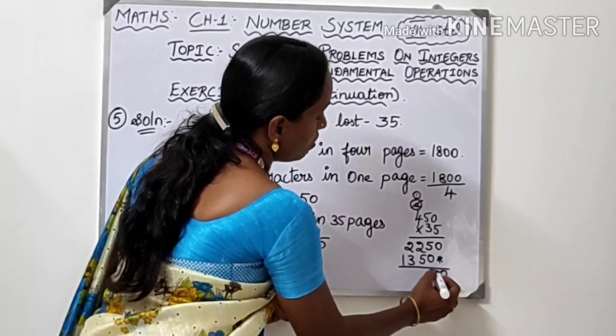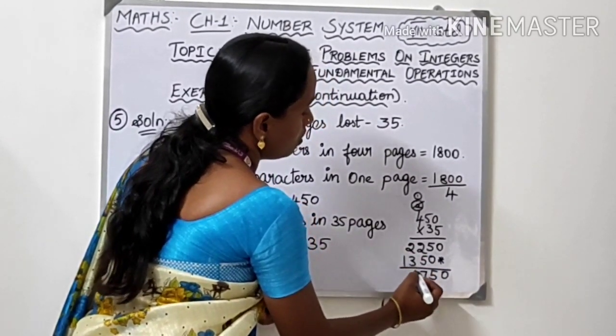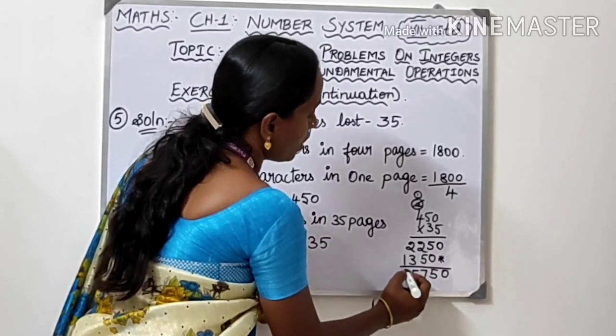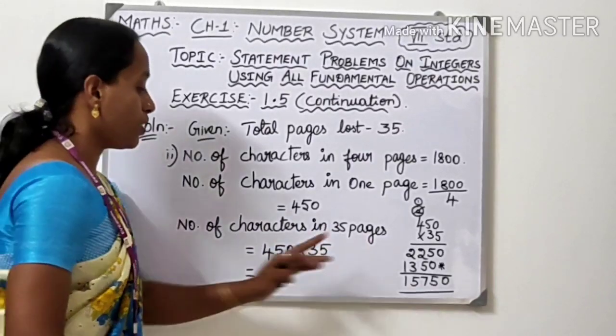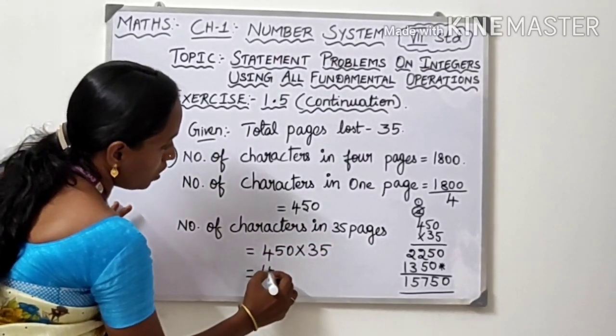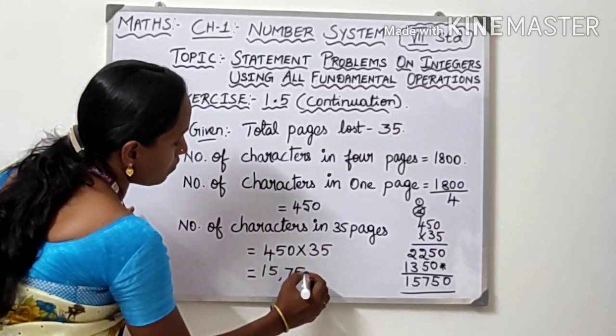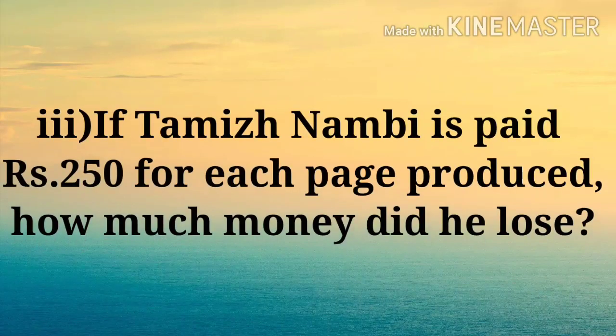0. 2 plus 5 is 7. 2 plus 3 is 5 and 1. So the number of characters in 35 pages is 15,750. Third subdivision. If Tamil Nambi is paid rupees 250 for each page produced, how much money did he lose?